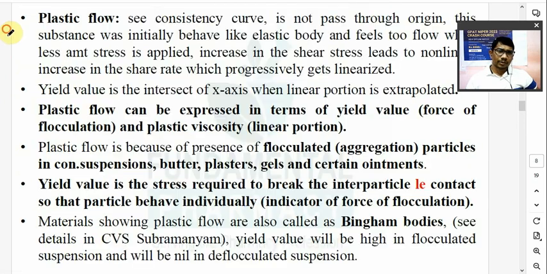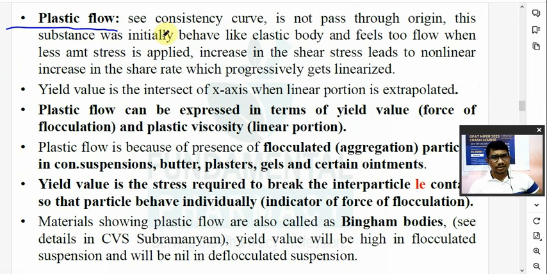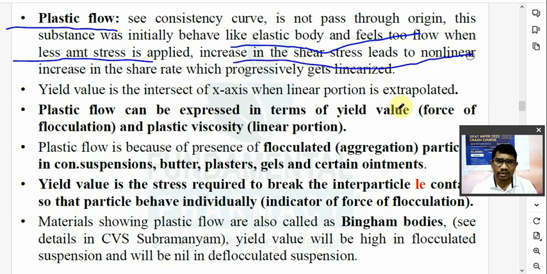Now what do you mean by plastic flow, non-Newtonian liquid? We have seen the consistency curve. So it will not pass through the origin. This substance initially will behave like an elastic body. So those substances which are showing plastic flow, they will behave like an elastic body initially. Okay? And they will not flow when initially a small amount of stress is applied. So increase in the stress will lead to a non-linear increase in the shear rate.